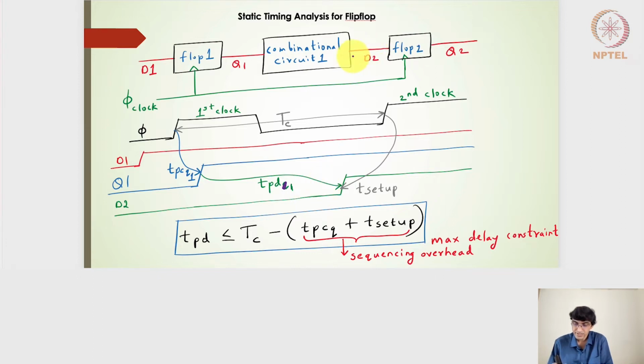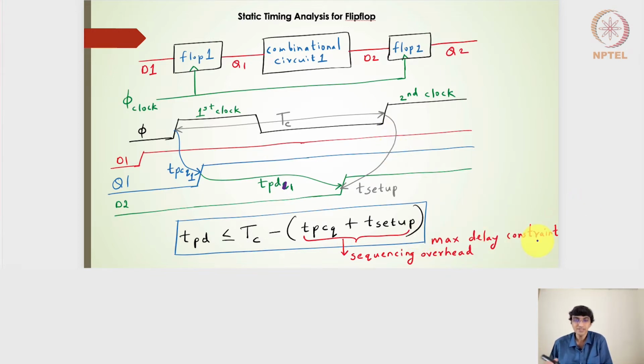So the output which goes to the D2 input of flop 2 has reached after the propagation delay of the combinatorial circuit 1. Let's say that this has arrived much earlier than the T setup time for the second rising edge of flop 2. Then we have this particular expression, which is TPD, which should be smaller than or equal to the clock time period minus TPCQ1 and then T setup, where this is called the maximum delay constraint.